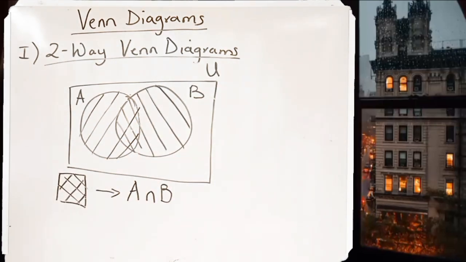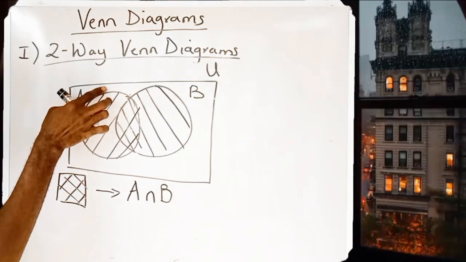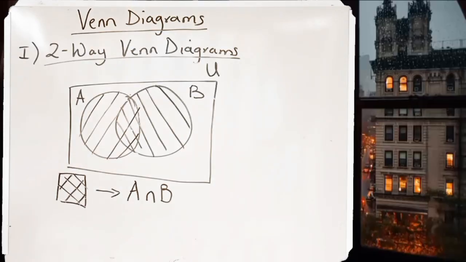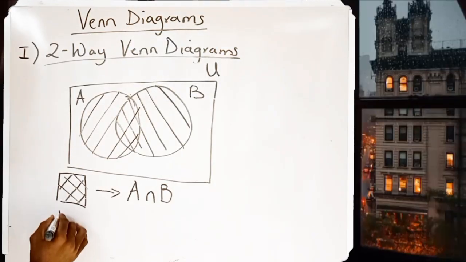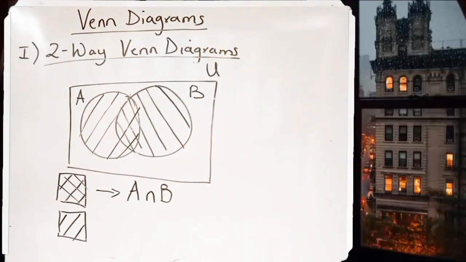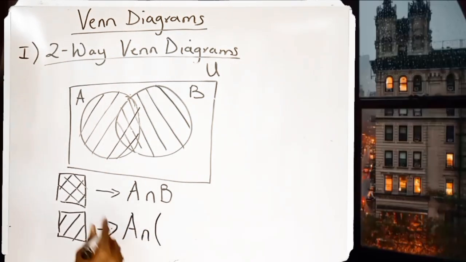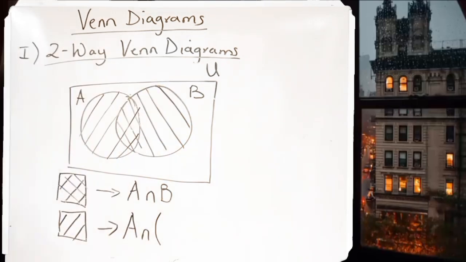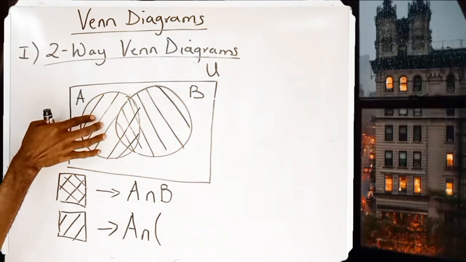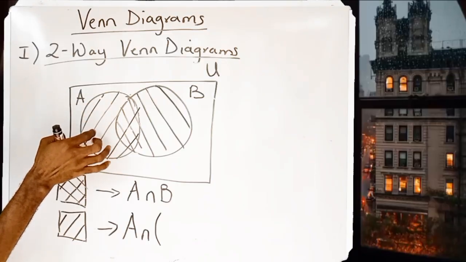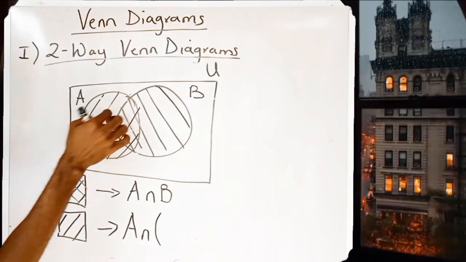Now we can see that the region that only has this diagonal is for A only. So how do I represent that in set notation? What I always tell them is, if you're looking for A only, use A to intersect everything outside B. Remember, B does not have this portion. So this portion is the intersect between A and the B complement.